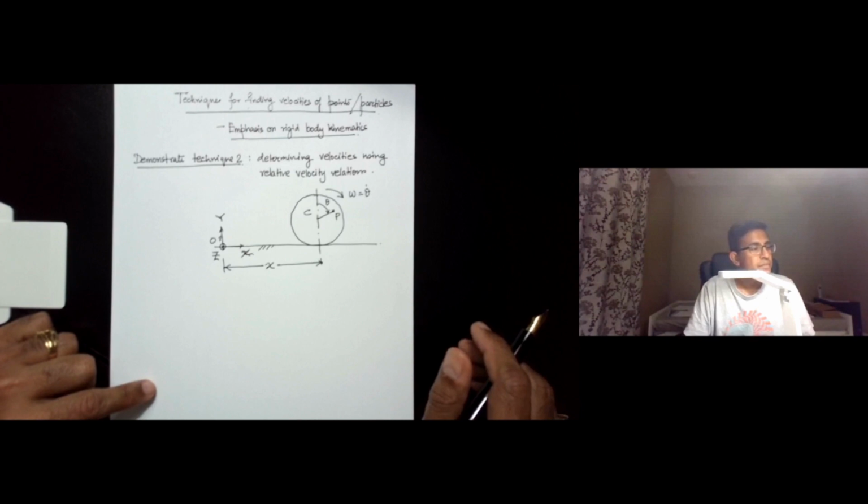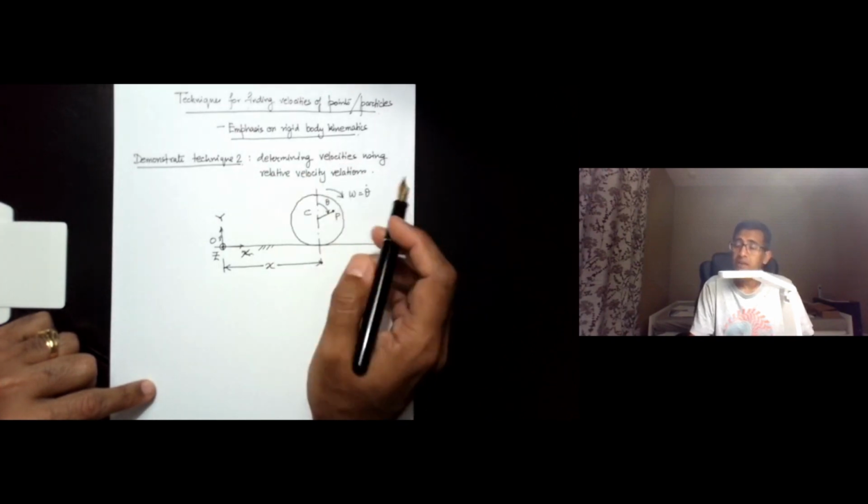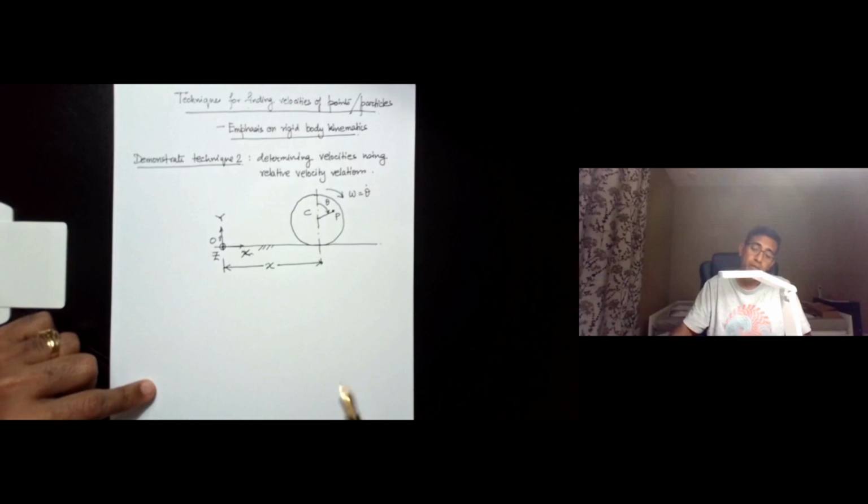So in this video, as we have said, we are going to use directly the relative velocity relation. So instead of going from position and differentiating to get the velocity, we will directly use relative velocities. Now the idea of relative velocities is a pretty fundamental idea. In fact, it comes from the idea of relative vectors of one point with respect to another.